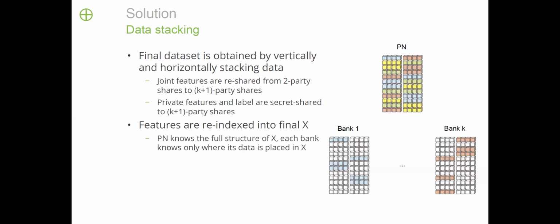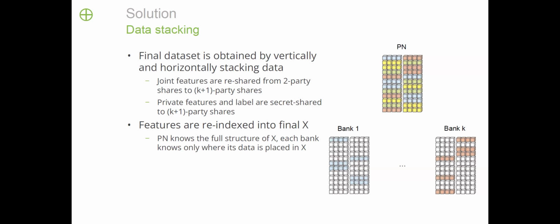Once we have these features, we do the final stacking. The joint features, because they are two-party shares, will be reshared to K+1 party shares. And the private features will simply be secret shared. It's easy to see how to transform two-party shares into K-party shares. The payment network will do the right reindexing, and each bank will do the reindexing of their shares. So we obtain K+1 shares for free, almost.